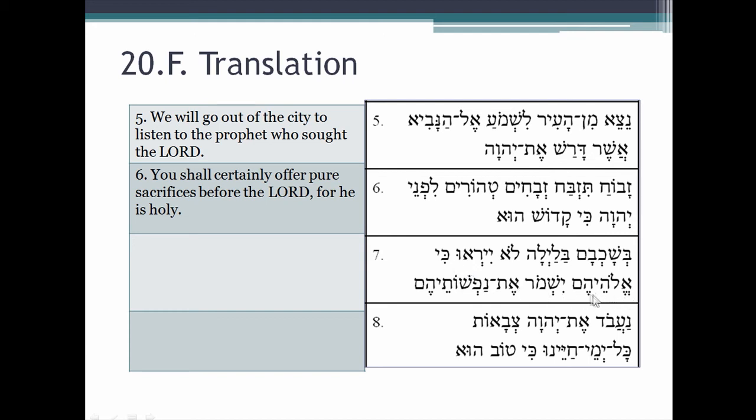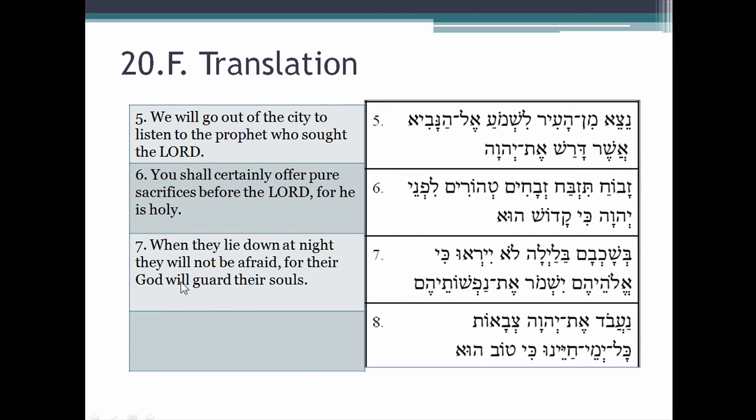Because Elohehem, their God, yishmor, again shamar, there's our lemma, yod prefix, qal imperfect, third masculine singular. There's no ending, so it's third masculine singular. Because their God will keep or will guard, et, direct object, nafshotehem. Nafshot is the plural of nephesh, so we have souls, and ehem is a suffix that goes on plural nouns, the third masculine plural suffix. So, because their God will guard or keep their souls. So when they lie down at night, they will not be afraid, for their God will guard their souls.